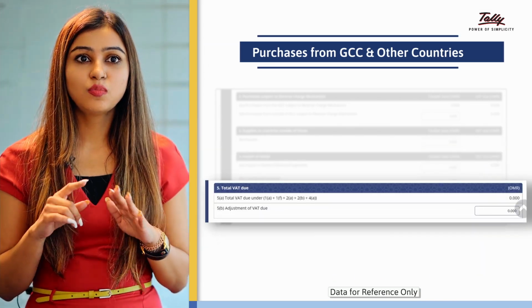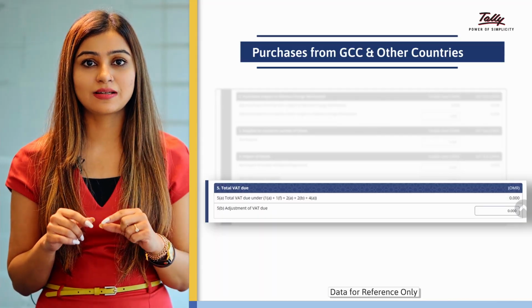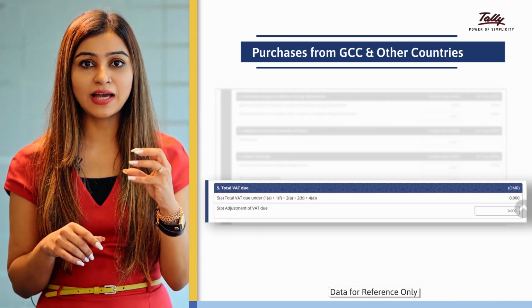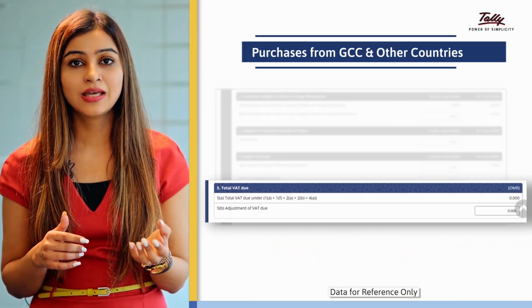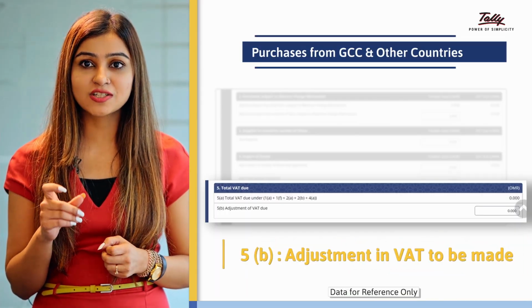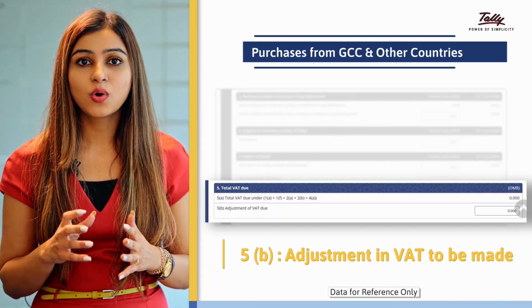Further you scroll down, box 5 will appear. It will have two boxes again, 5A and 5B. 5A will auto calculate your VAT due that you have pre-filled in the prior boxes, and 5B is for the adjustment to the VAT to be made. Now what are these adjustments?